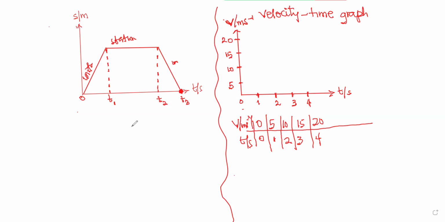Pascaline, leave my board, okay? So let's plot. Time of 1 second goes with velocity of 5. 2 seconds goes with velocity of 10. 3 seconds, velocity of 15. 4 seconds, velocity of 20. So if we join the straight line, we have this.